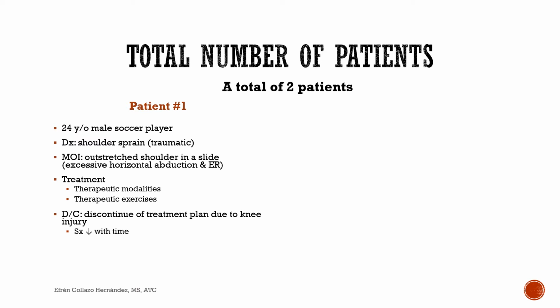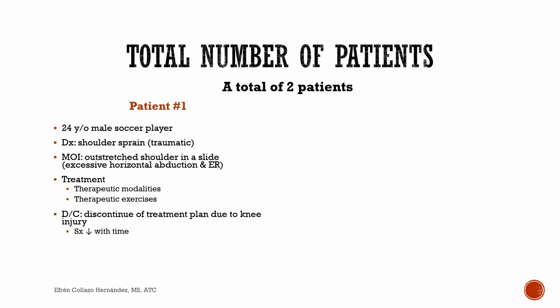Patient number one is a 24-year-old male soccer player. He was diagnosed with a shoulder sprain, so it was a traumatic injury. The mechanism of injury: he outstretched his shoulder in a slide. He was trying to do a defense on his slide, and in some way his shoulder got stuck and outstretched. So we have the typical excessive horizontal abduction and external rotation mechanism. There was no injury to the labrum or any instability problems, it was only a shoulder sprain.